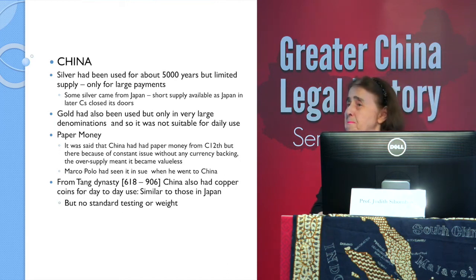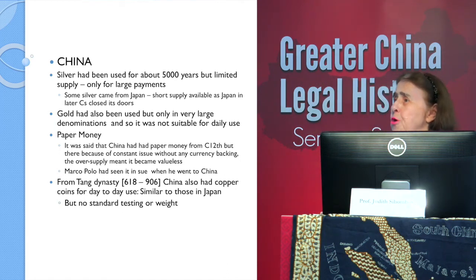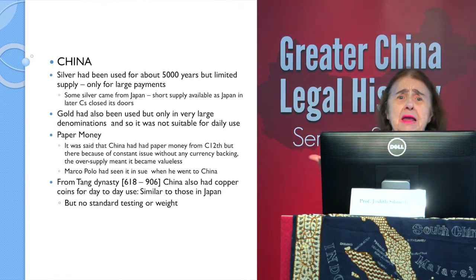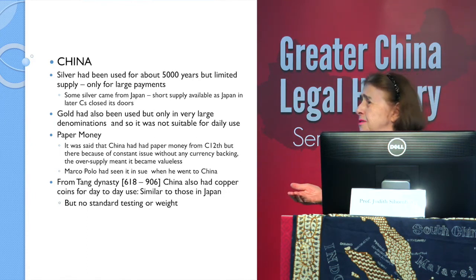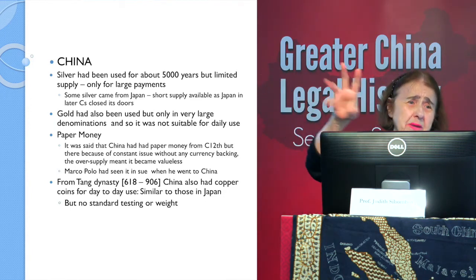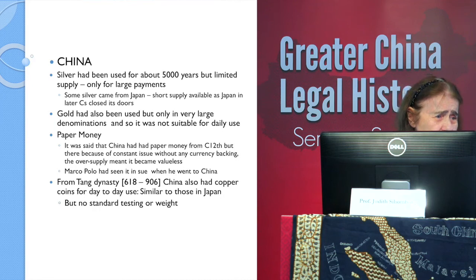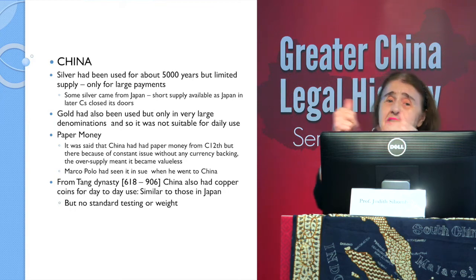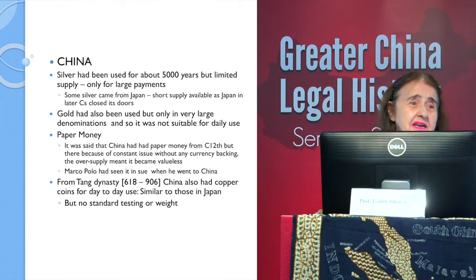Gold had been used, large denominations, not for good daily use. And then paper money. And it's said Marco Polo wrote home and said, I've seen money that's paper being used. Big news in Italy. Now not Italy, because they hadn't become Italy until 1850. What's his name? Remember him? Huh? In Italy. Who united the Italian states? Garibaldi.